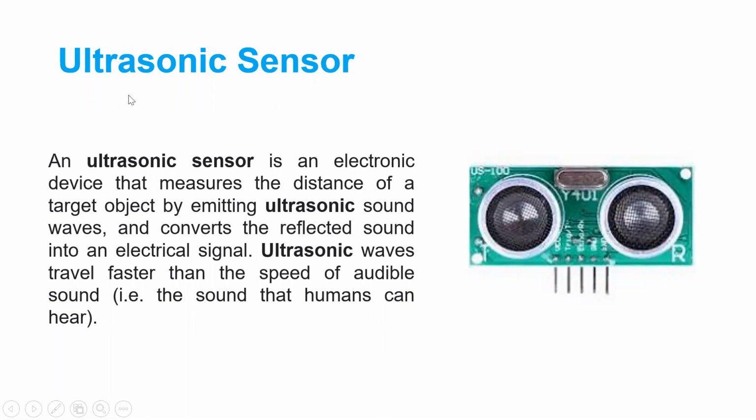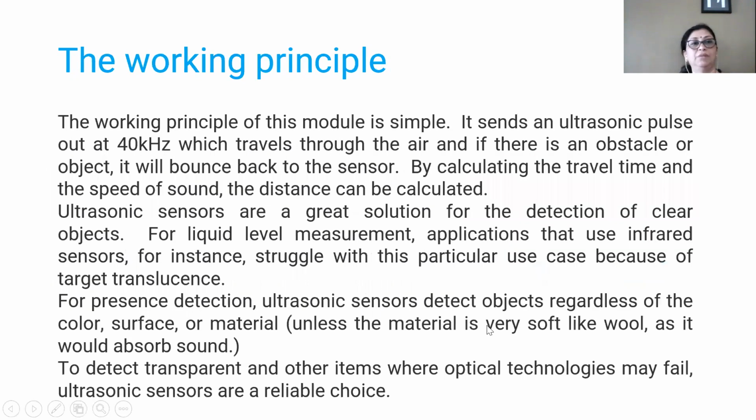Okay. So last time we discussed the ultrasonic sensor. We have seen that this type of sensor is basically used to measure the distance of the target object from the source. Ultrasonic waves are sound waves that a human being cannot hear, and they travel faster as compared to audible sound. That is what we have seen.